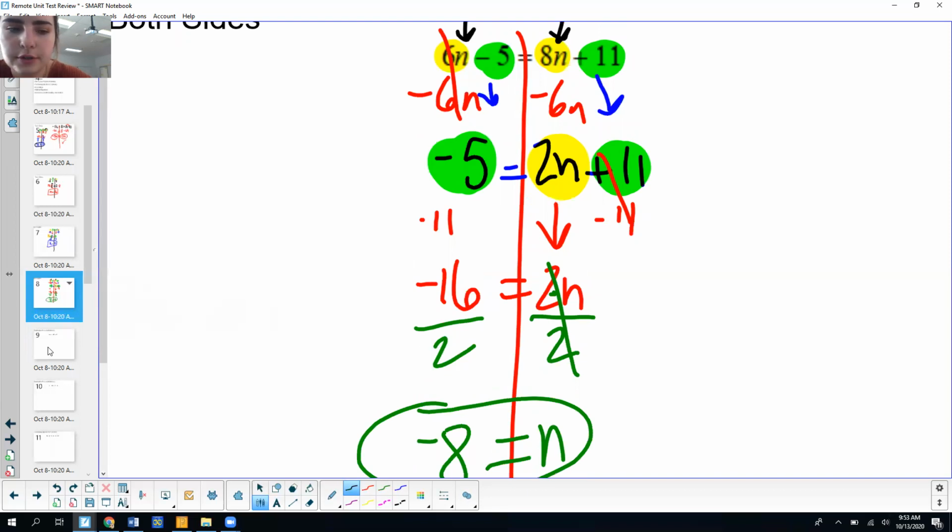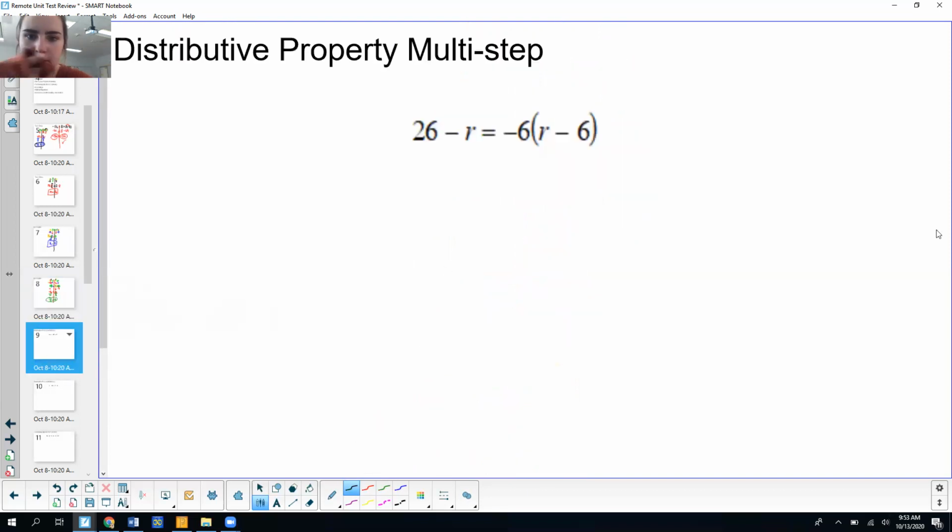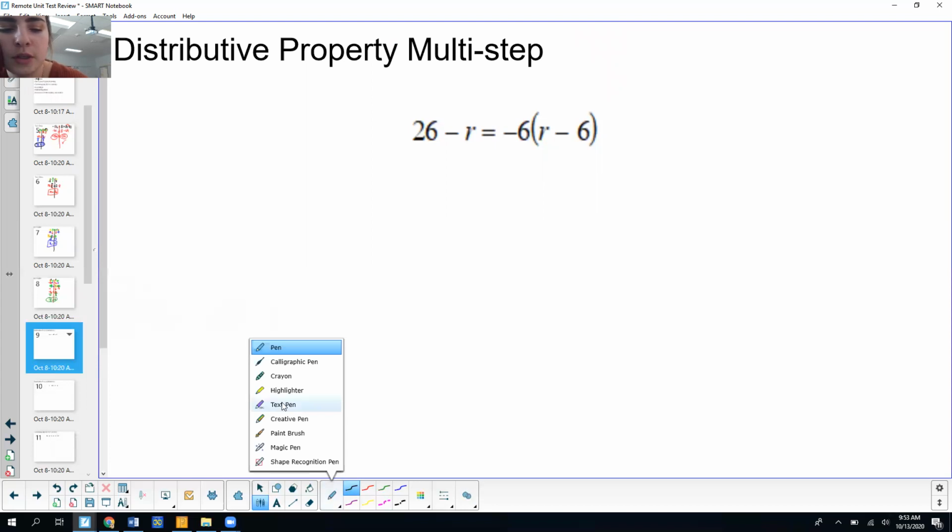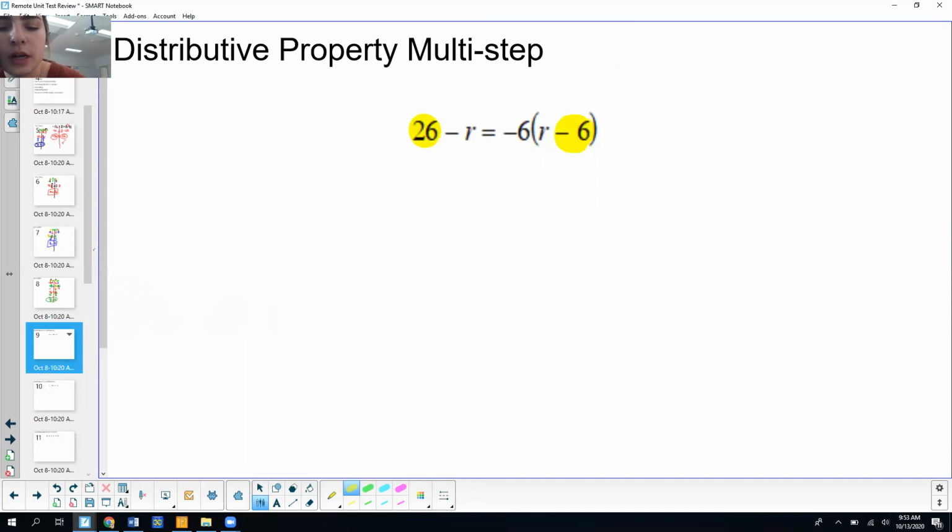All right, if there's no questions on that one, we're going to go ahead and work on the distributive property with multi-step equation solving. So these, I think it's super important, especially the combining like terms ones, to go ahead and highlight your variable terms and your constant terms. And also when you're highlighting terms, make sure that you're including those negative signs in there so that we know that they are negative and we're not going to forget or lose track of those guys.